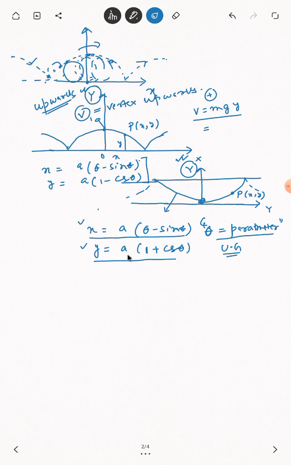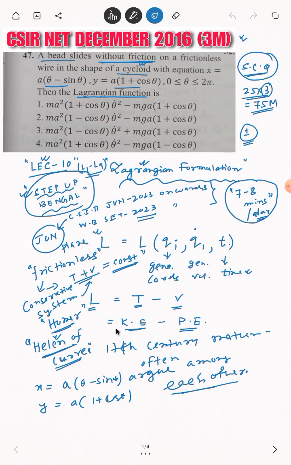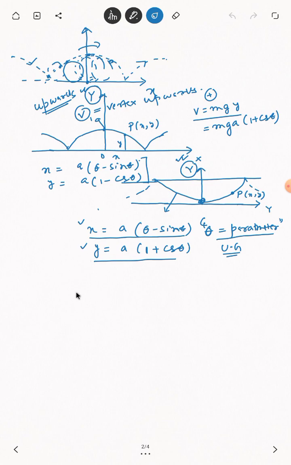Now here V is mgy. So what is mg? mg will be unchanged. What is y? a into 1 plus cos theta. Now what was our L? L was T minus V. So if we form L equal to T minus V, V means mg a into 1 plus cos theta.